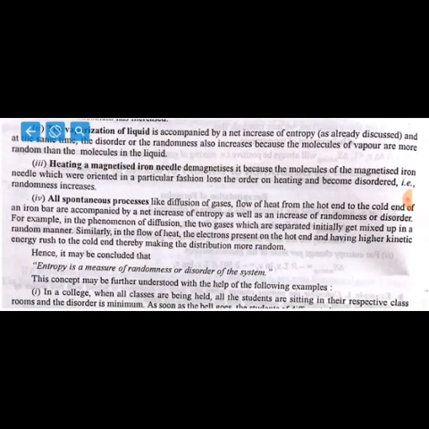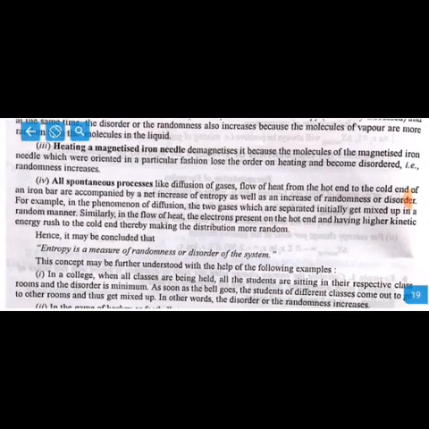All spontaneous processes like diffusion of gas, and flow of heat from the hot end to the cold end of an iron bar, are accompanied by a net increase of entropy as well as an increase of randomness or disorder. For example, in the phenomenon of diffusion, the two gases which are separated initially get mixed up in a random manner. Similarly, in the flow of heat, the electrons present on the hot end, having higher kinetic energy, rush to the cold end, thereby making the distribution more random. Hence, it may be concluded that entropy is a measure of randomness or disorder of the system.